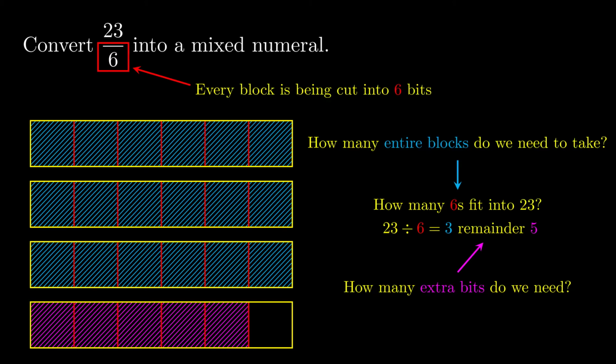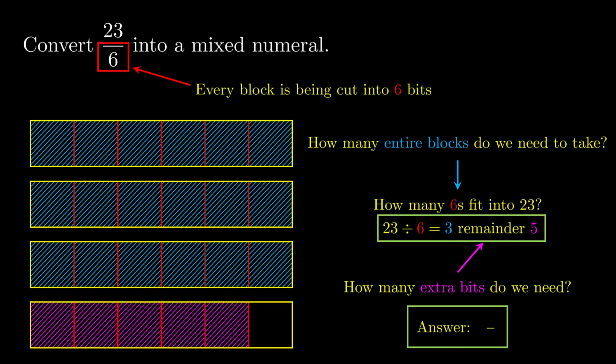Right, and so what's our answer now? Well, let's split this up into the entire blocks and the extra little bits, which a mixed number is. How many entire blocks could we get? Well, I think if we look at this one, we can see that we need 3 entire blocks. How many extra little bits did we need? We needed 5 extra little bits. And what was the red number, the number that we're cutting each block into? Well, it was just a 6, and so that's the number on the bottom. Okay, and that's how we turn an improper fraction into a mixed numeral.